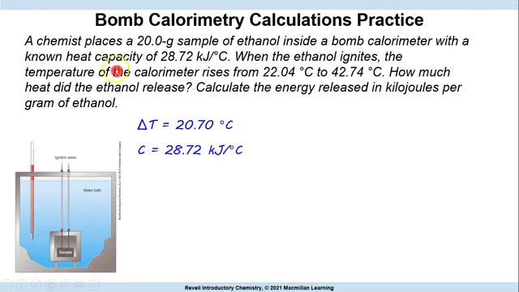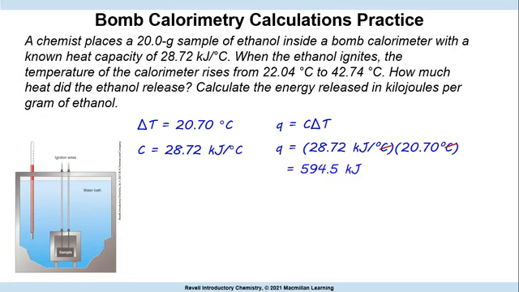Now, we've been told that the heat capacity of the bomb calorimeter is 28.72 kilojoules per degree Celsius. So we know that Q is equal to C delta T. We are going to substitute the values right in here and cancel out the units that appear at the top and at the bottom, which is the degree Celsius. So we see that the answer that we obtain here is in kilojoules. So if you do that calculation, the answer is 594.5 kilojoules.